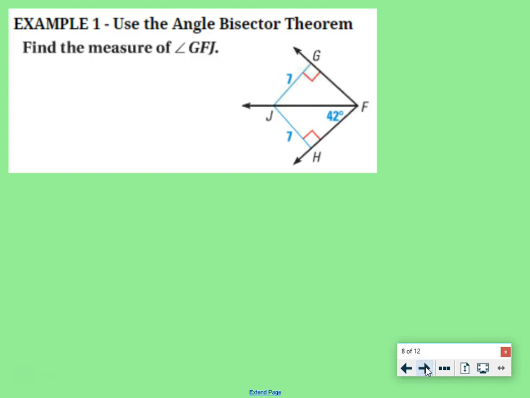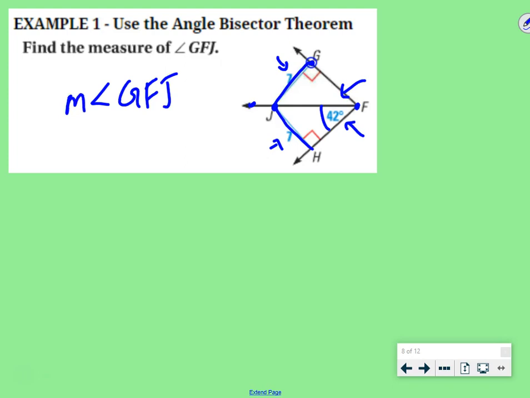Example 1, use the angle bisector theorem. Find the measure of angle GFJ. So it's an angle bisector. We know it's an angle bisector because these two pieces are congruent. So we weren't told that it's the angle bisector, but since we have that these two pieces are congruent, then we know that it is an angle bisector, which means that these two angles right here are going to be equal to each other. So the measure of angle GFJ is going to be equal to 42 degrees.